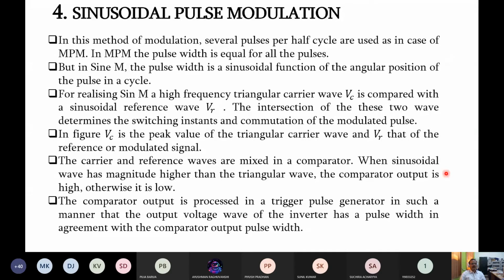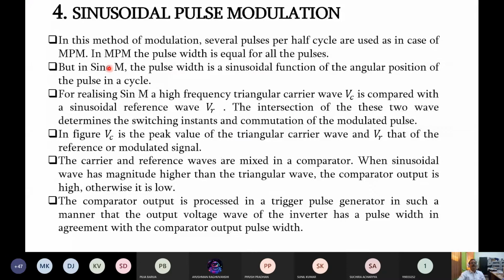So briefly, nothing much for you at BTech level for sinusoidal pass modulation. So this is realized. That's the third point you can read. Sine pulse width modulation is realized by comparing a high frequency triangular carrier wave of magnitude Vc with a sinusoidal reference wave Vr. The intersection of these two waves determines the switching instants and commutation of the modulated pulse.